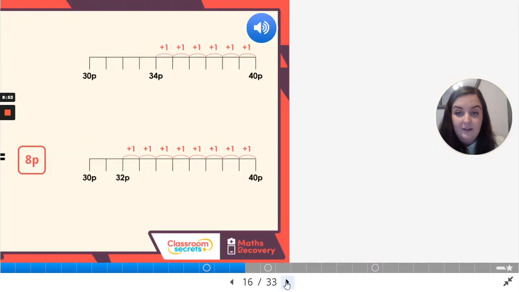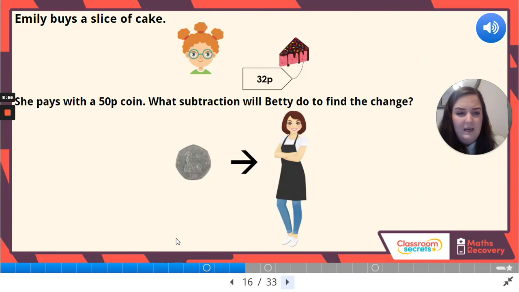Right, let's find the next slide. Oh, a little bit of a bigger amount here. A bit of the next challenge up. Emily buys a slice of cake. She pays with a 50p coin. What subtraction will Betty do to find the change? Now let's see. Pause the video, have a think. What subtraction is she going to do?